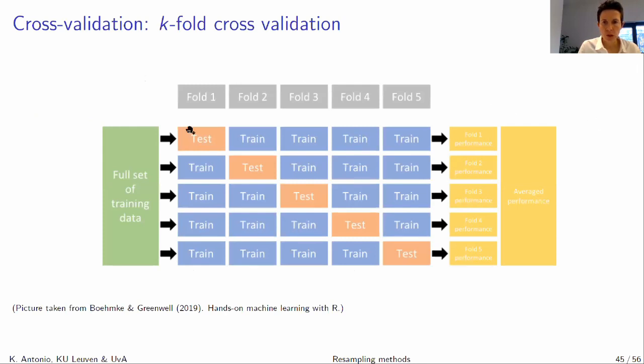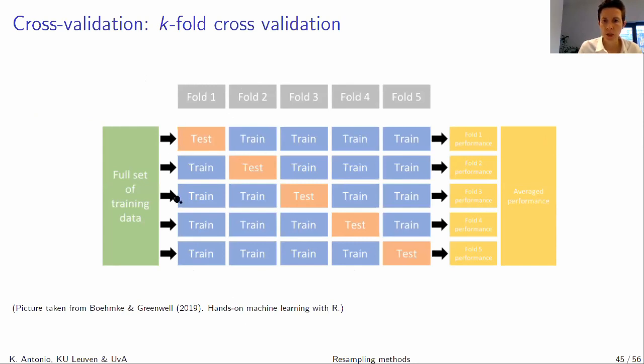Let me just show you one additional picture, which I think is a nice one. I took this one from the book by Boehmke and Greenwell on hands-on machine learning with R, which is a very nice book, came out in December 2019. We're going to use more illustrations from this book later on in the course, but personally, I think it's a very nice book.